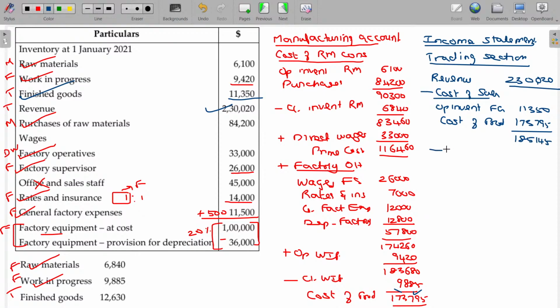1,85,145 minus closing inventory of finished goods, 12,630. Then cost of sales being 1,72,515. If I subtract this cost of sales from the revenue, I will get the gross profit. Gross profit being 57,505.